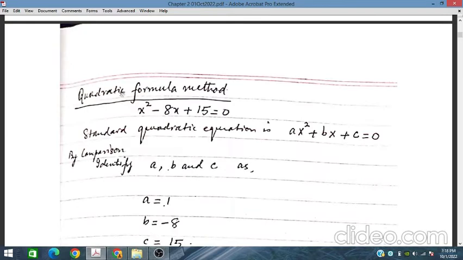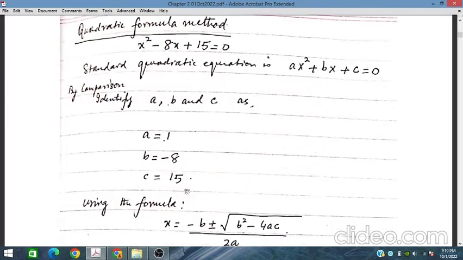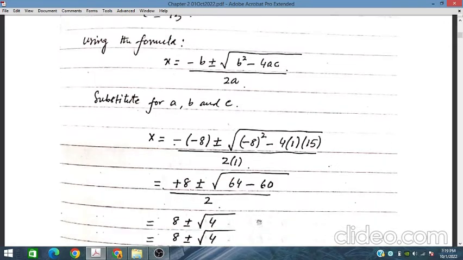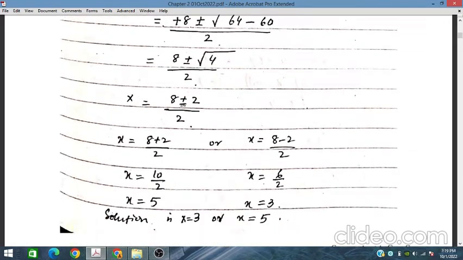Now by quadratic formula, here we have x square minus 8x plus 15. So we can compare it with the standard quadratic equation, ax square plus bx plus c. Here a is equal to 1, b is equal to minus 8, and c is equal to 15. On comparing the coefficients, we have obtained this, and by applying the quadratic formula, we have solved in this form, and from here we have again 3, 5.